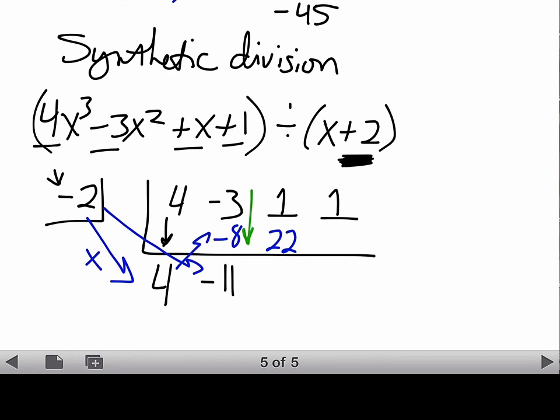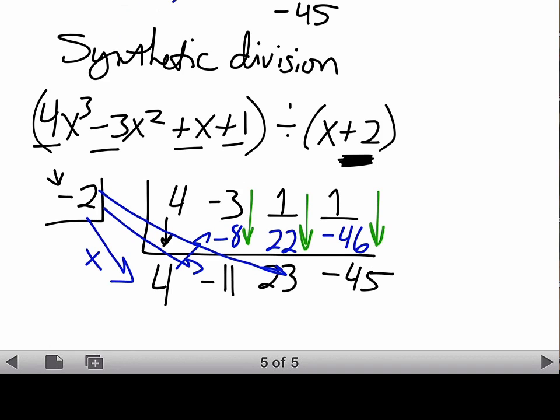So 22 there, negative 2 times negative 11. 1 plus 22, 23. Multiply and add. Negative 2 times 23 is negative 46. And then add. And when I add, I get negative 45. And that negative 45 seems a bit familiar. Check it out. So do these other numbers. Again, this is just a shorthand way to express what I've just divided.